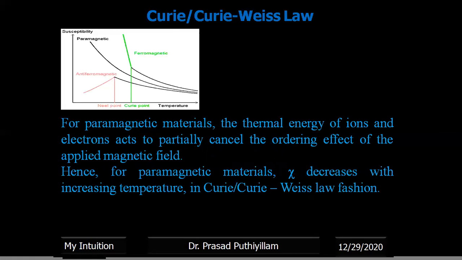Therefore, in a paramagnetic material, the thermal energy of ions and electrons partially cancels the ordering effect of the applied magnetic field. As a result, in a paramagnetic material, the magnetic susceptibility value decreases with the increase in temperature, in Curie or Curie-Weiss law fashion.